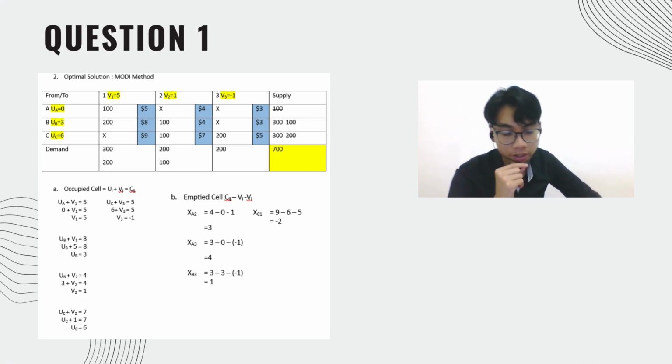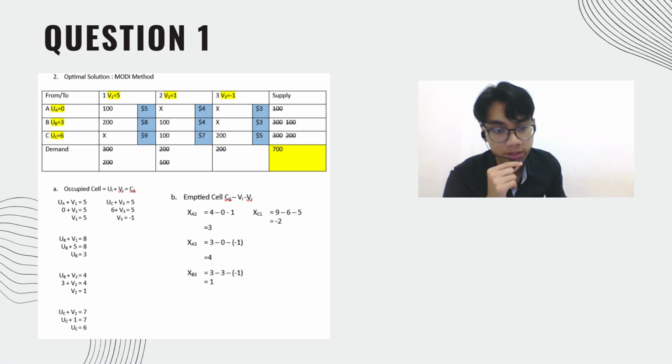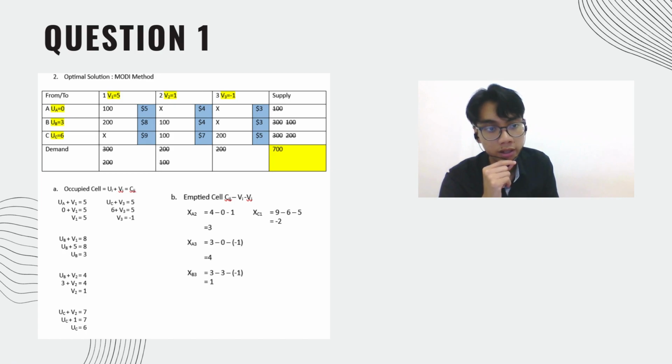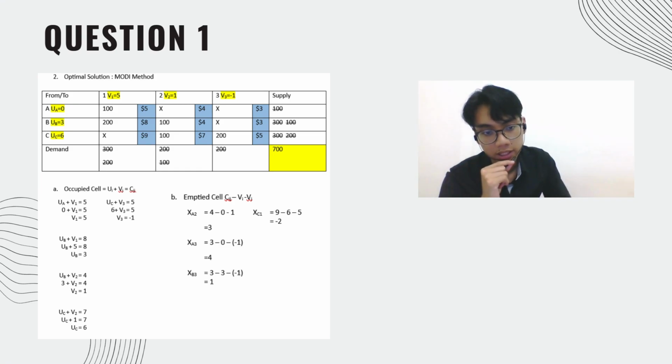Okay, for the empty cell, the formula is Cij subtract Ui and subtract Vj. There are 4 empty cells in this table. The first cell would be SA2. SA2 equals 4 subtract 0 subtract 1 equals 3. That's for SA2 equals 3.